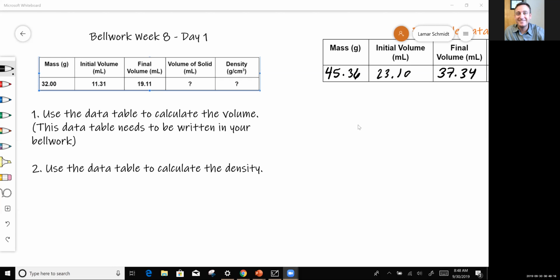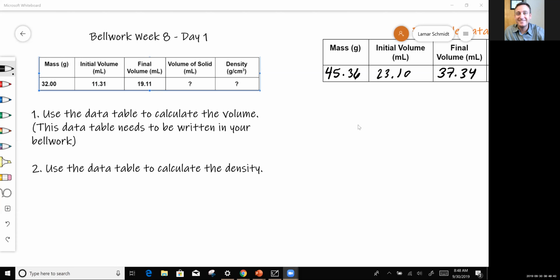All right, so we have a data table, and in our data table, we see the mass, the initial volume, the final volume, but we're left with the question, what is the volume of the solid, and what is the density? So this is a data table like we saw in our test, and also like we saw in the lab. We were trying to measure the volume of a solid with an irregular shape, and so we did this by water displacement. All right.